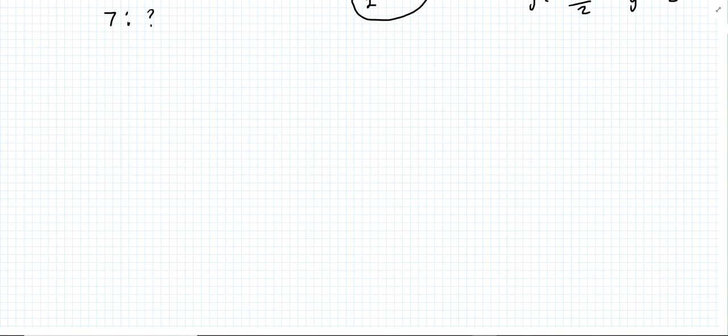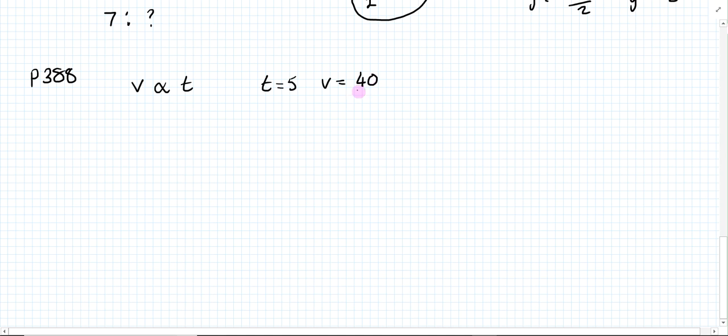Okay. So, just in case you refer back, this is on page 388. We've got variable v is directly proportional to t. And when t equals 5, v equals 40. First of all, basically what I want you to do is find v when t is 25. So that's one question.